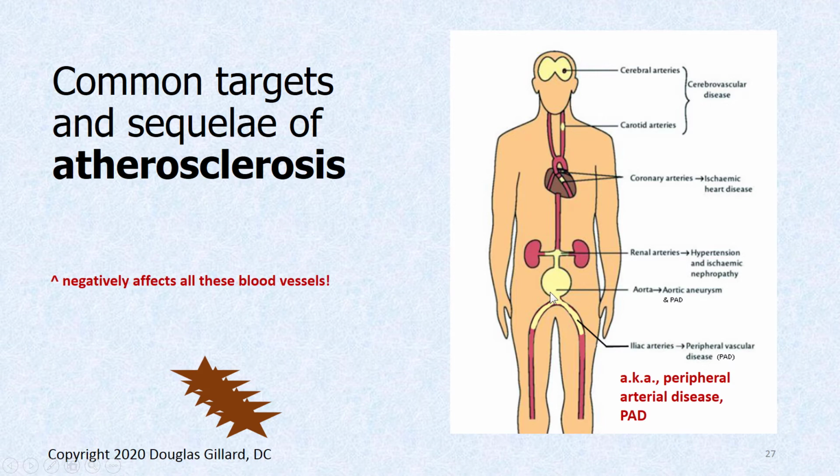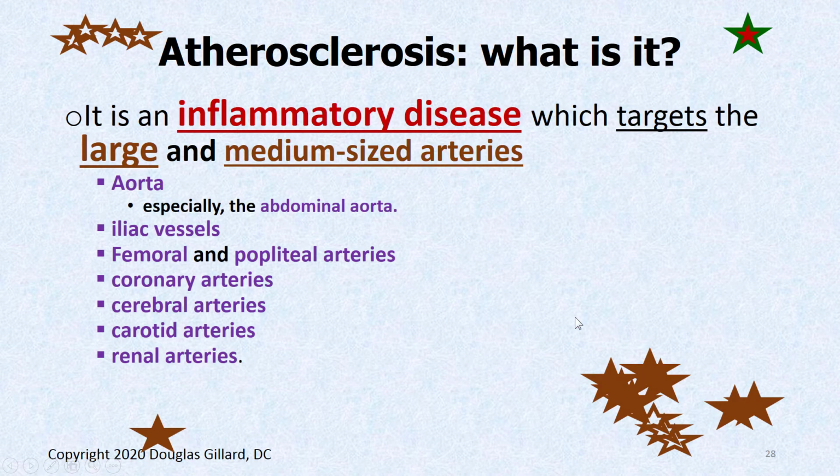It loves the abdominal aorta and the iliac arteries. What is it anyway? It is an inflammatory disease. And again, it loves the large arteries. It loves the abdominal aorta, the iliac arteries, the femoral, even the popliteal. And it loves the special arteries: the coronary arteries, cerebral artery, carotid artery, renal arteries.